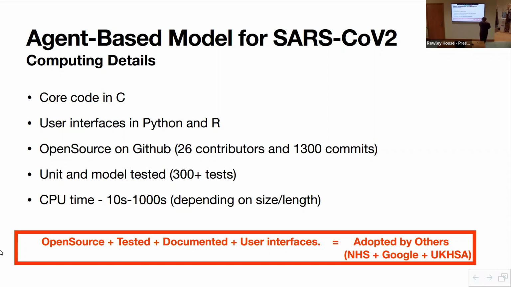So I think our model was a pretty good model. It was a very early model, but it was a reasonable one. Okay, there's definitely been better models since, and by autumn 2020 there were probably better models. However, because our model was open source, tested and documented, and had friendly user interfaces, it meant other people could use it. So we got a lot of adoption.